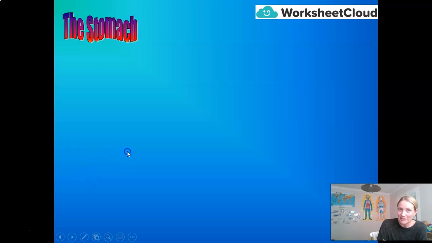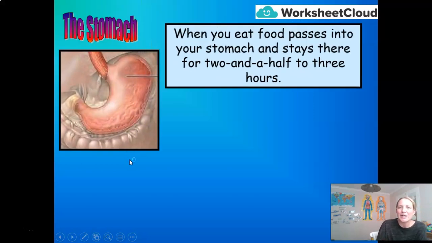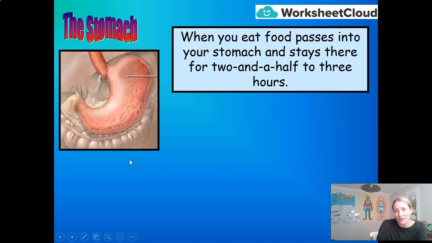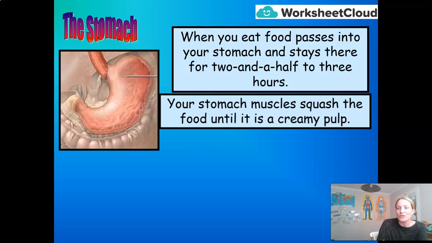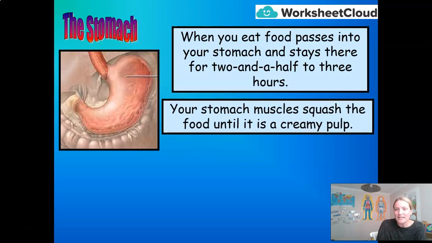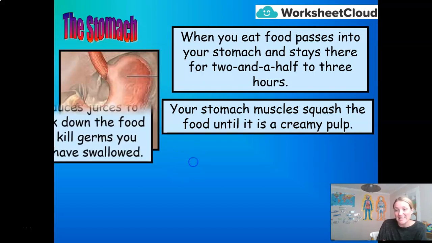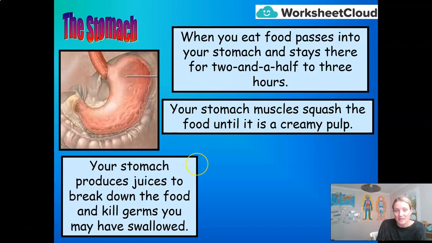So the stomach. Now, the stomach is not the prettiest of organs either, but when you eat food, it passes through your digestive system into your stomach and it stays there for about 2.5 hours. Your stomach muscle basically squashes and pumps and squishes your food into a creamy pulp. It's basically a big bag of acid. Your stomach produces juices to break down the food that you eat and also to kill any germs that you may have swallowed.